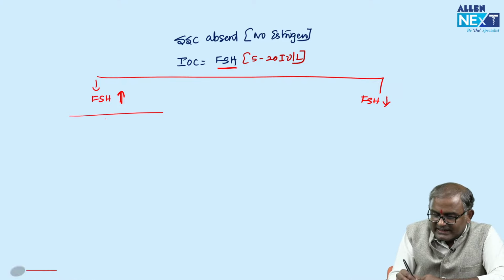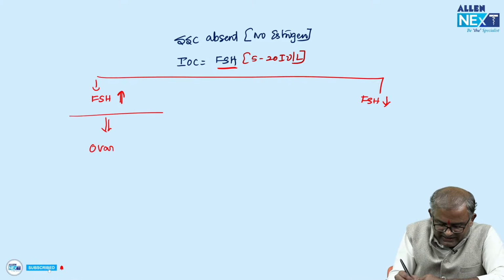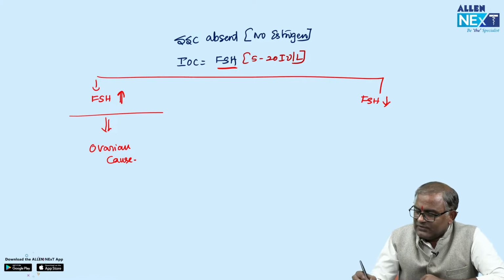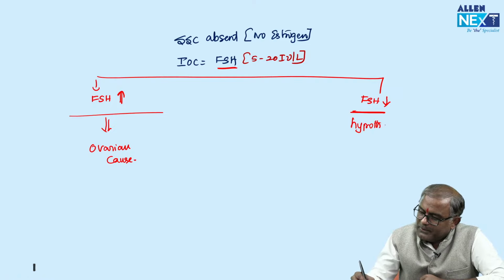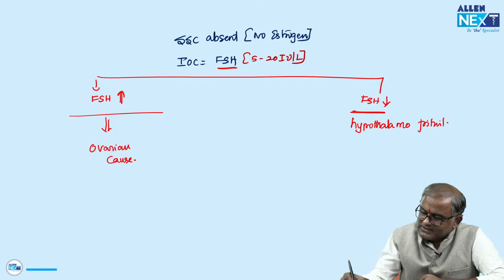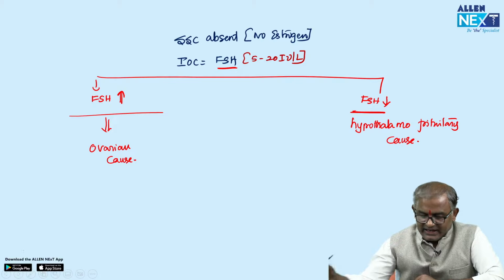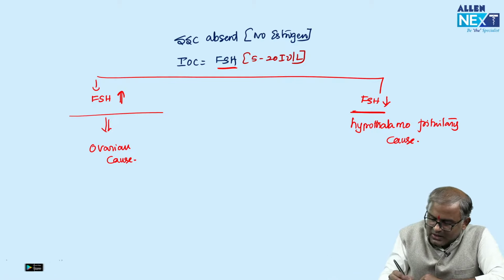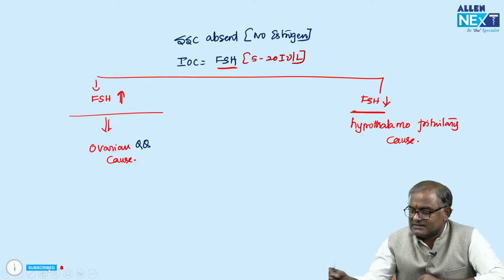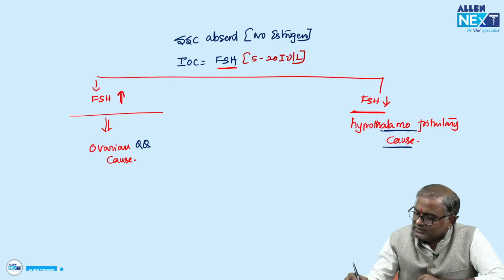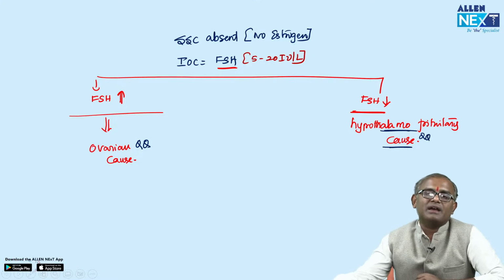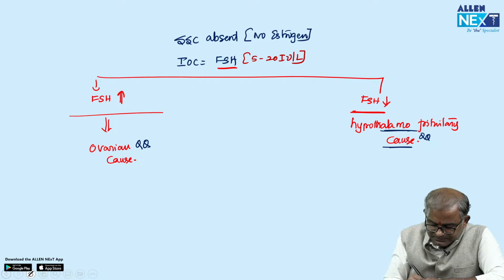If FSH is increasing, it is the ovarian cause. If FSH is decreasing, it is hypothalamo-pituitary cause. Please make a note of it. If FSH is increasing, what is the cause? Ovarian cause. If FSH is decreasing, it is the hypothalamo-pituitary cause. I think this question is clear, doctor.